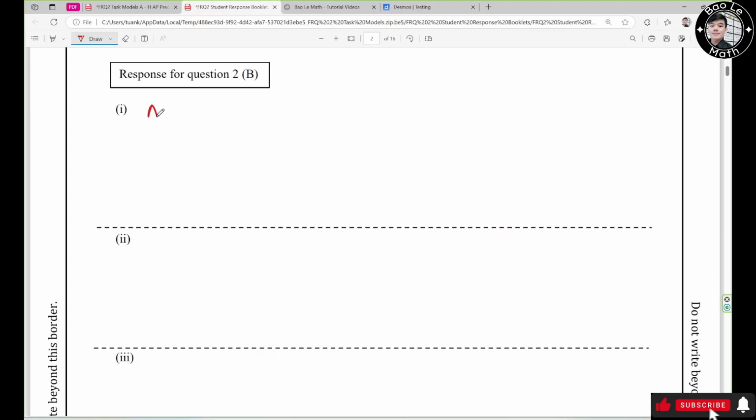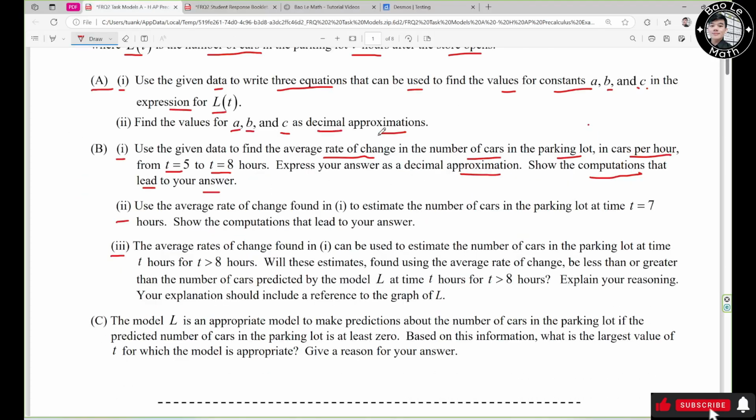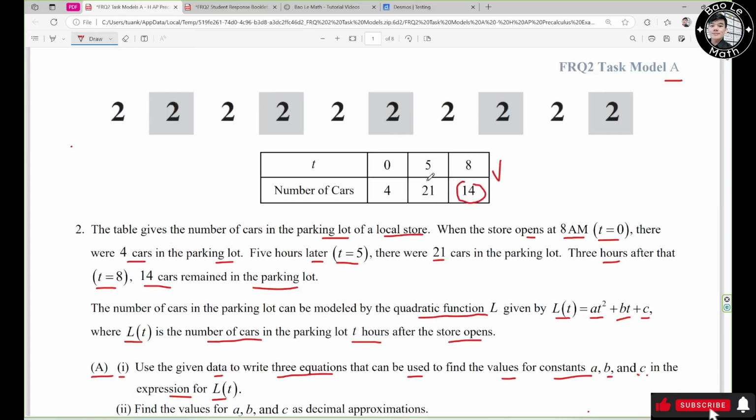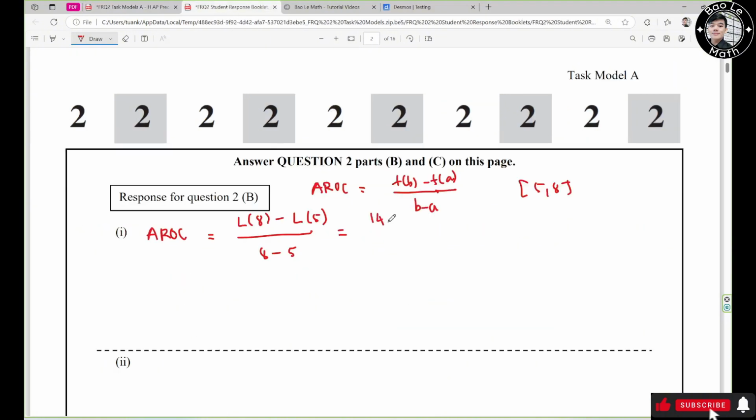So you know that the average rate of change formula is given by this one. Alright, so the average rate of change is going to be L8 subtract L5 over 8 subtract 5, because the interval is going to be 5 to 8, so keep that in mind. Now L8, we look at the table right here, 14. L5 is going to be 21. So it should be 14 subtract 21 over 8 subtract 5. Now 14 subtract 21 is going to be -7, over 3. They want us to leave our answer in decimal number.